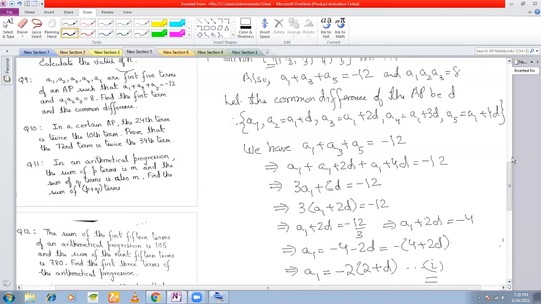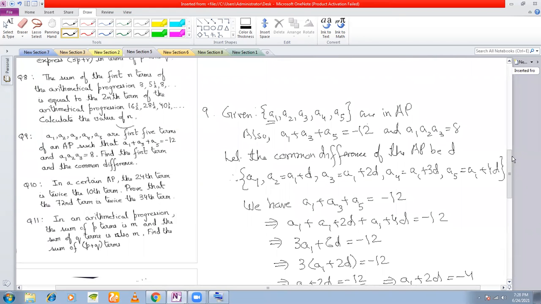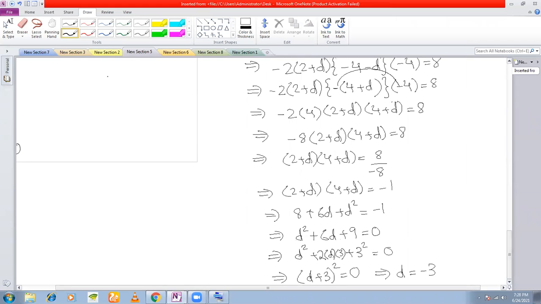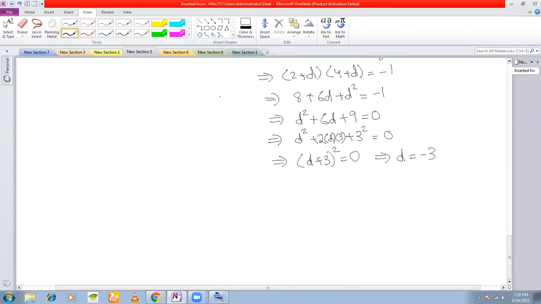It was such a long sum that I forgot the question. The question is find the first term and the common difference. Okay. So first term we have already, common difference we have got. Therefore, common difference is equal to minus 3, right. Now, how do you find the first term?